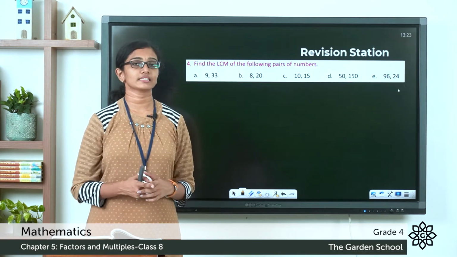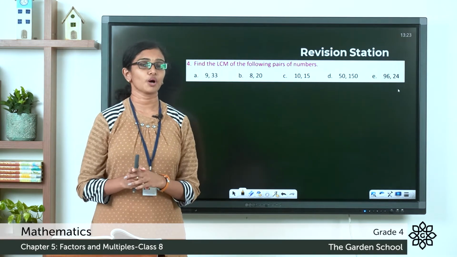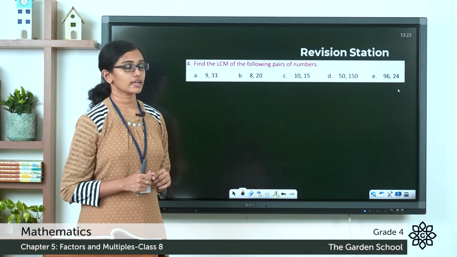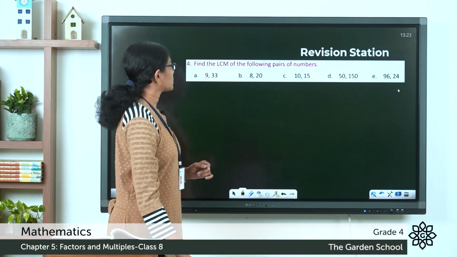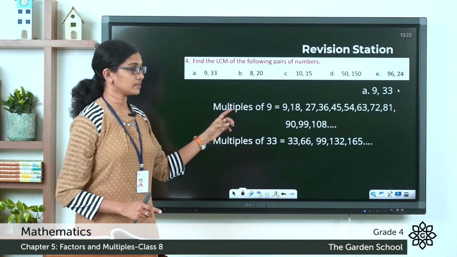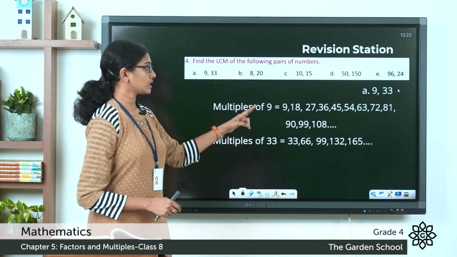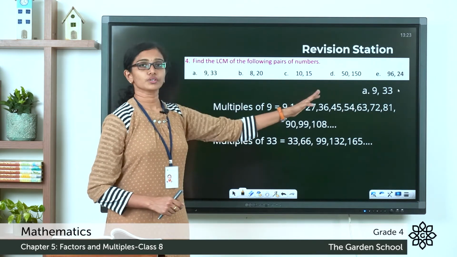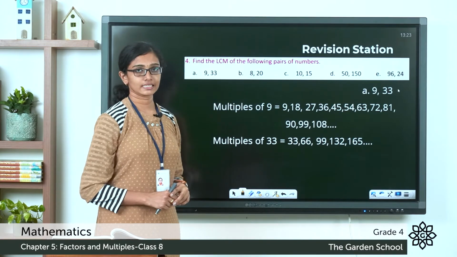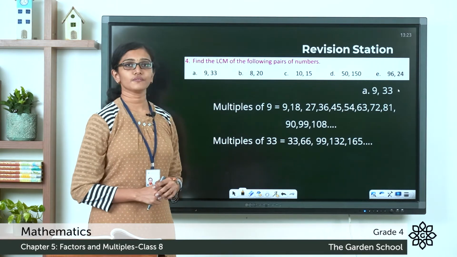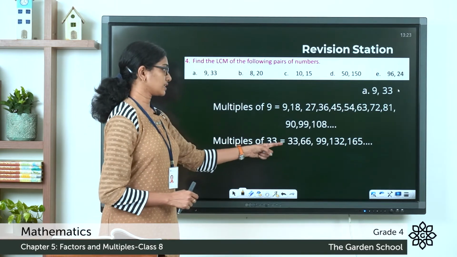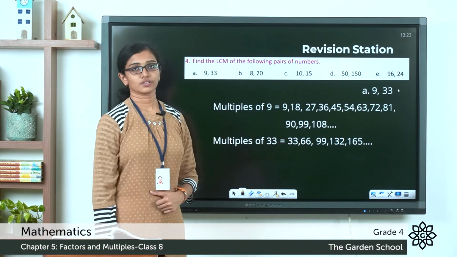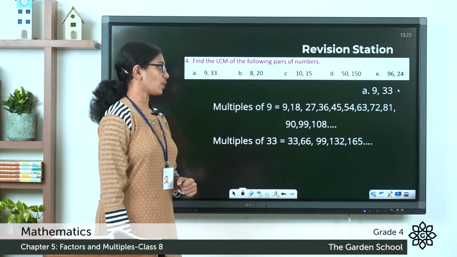What is LCM? LCM is the least or the lowest common multiple of the given numbers. So let's first see the multiples of 9 and 33. Let's see a few multiples. Multiples of 9: 9 ones are 9, 9 twos are 18, 9 threes are 27, and it goes on. Here we have a few multiples listed, and a few multiples of 33 are also listed here. 33 ones are 33, 33 twos are 66, 33 threes are 99 and so on.